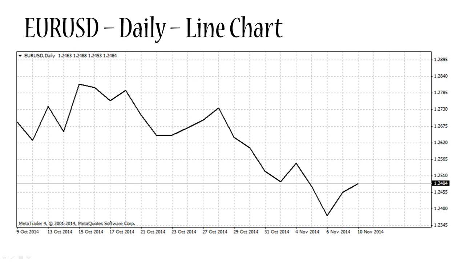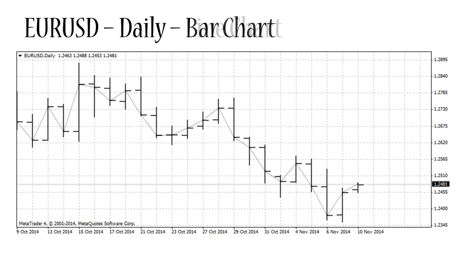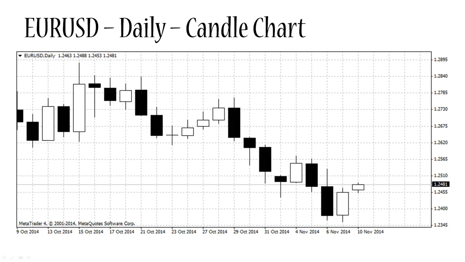Now let's look at the same chart but represented by a bar chart. As you can see, now we have much more information. They might be a bit more cluttered, but we can see where the highs and lows were and exactly how this progression or this trend is developing. And now I'll change this bar chart into a candle chart, and you should decide for yourself which one you like more. So there's a candle chart.